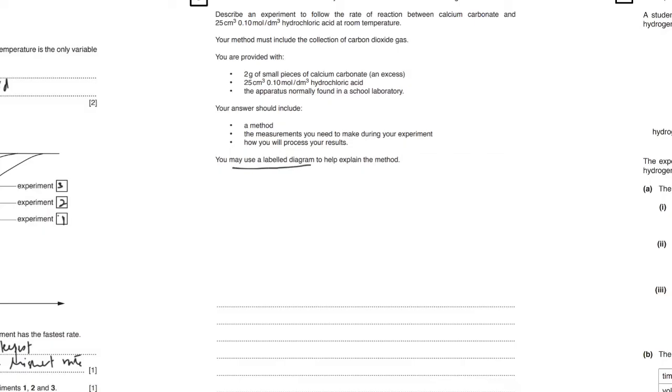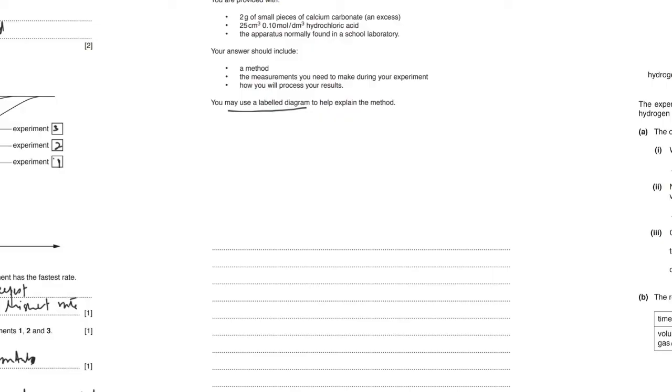You may use a labelled diagram. You can or you can't, it's your call. They're not asking you to do it, so you don't have to mandatorily do it. So let's mix it. Mix calcium carbonate with hydrochloric acid. Just tell them where you will mix them. Usually you see that happening in a conical flask.